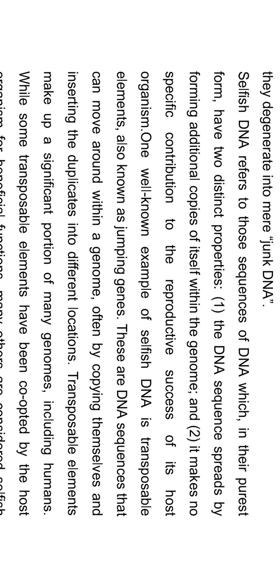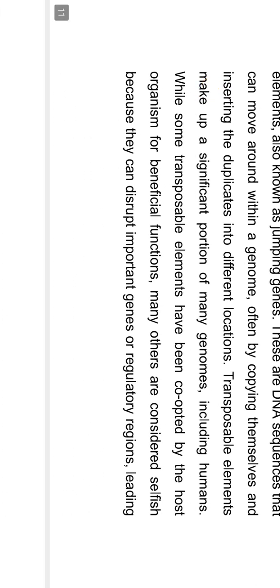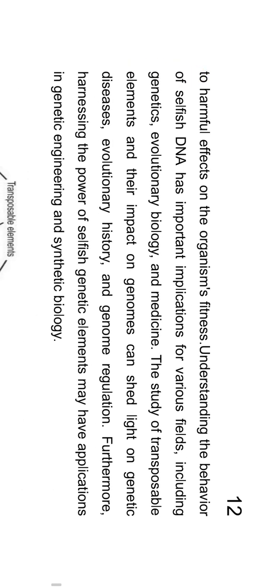One well-known example of selfish DNA is the transposable element, also known as jumping genes. These are DNA sequences that can move around within a genome, often by copying themselves and inserting the duplicates into different locations. Transposable elements make up a significant portion of many genomes, including humans. While some transposable elements have been co-opted by the host organism for beneficial functions, many others are considered selfish because they can disrupt important genes or regulatory regions, leading to harmful effects on the organism's fitness. Understanding the behavior of selfish DNA has important implications for various fields, including genetics, evolutionary biology, and medicine.